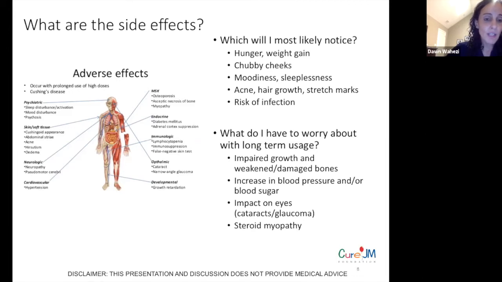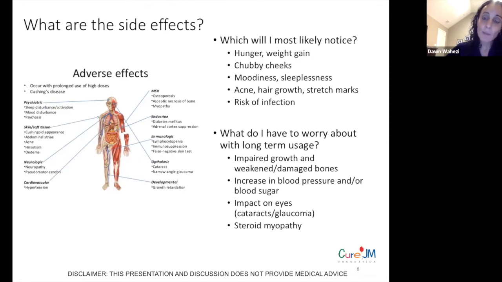So again, I'm not going to read through it, but this image here just lists some of those side effects that you might see. Which ones will you most likely notice? The most common thing that people see is that their kids are really hungry, which in some cases is welcomed, because you might have a kid who hasn't felt well for a while, maybe has been losing weight. And so it's great to see them hungry and looking more themselves again.